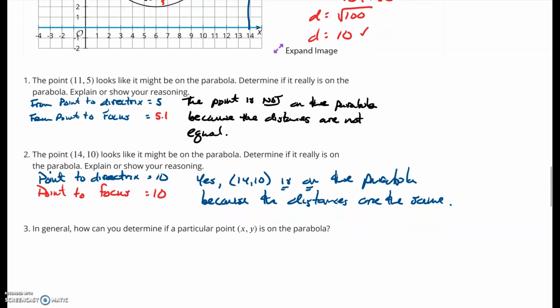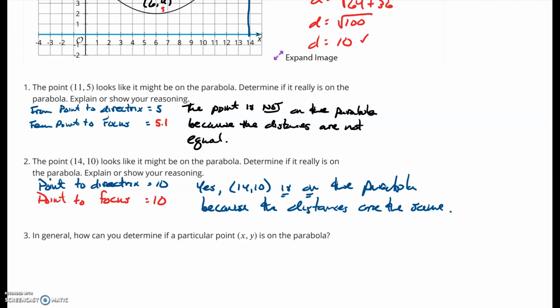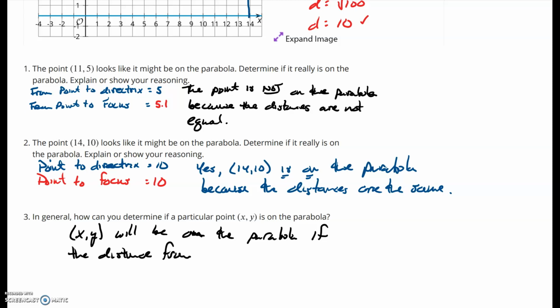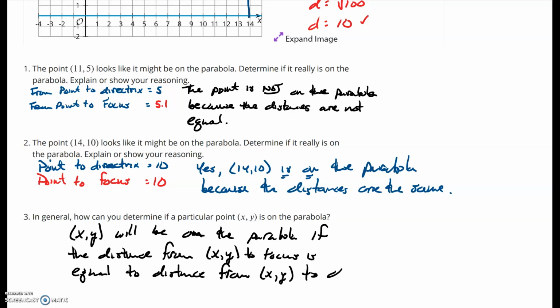Okay. Now, in general, how can you determine if a particular point x, y is on the parabola? Well, that's pretty simple. The point x comma y will be on the parabola if the distance from x comma y to the focus is equal to the distance from x comma y to the directrix. That's how I can tell if a point x comma y is on my parabola.